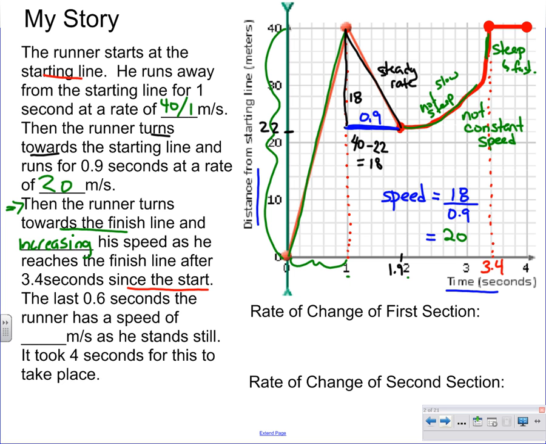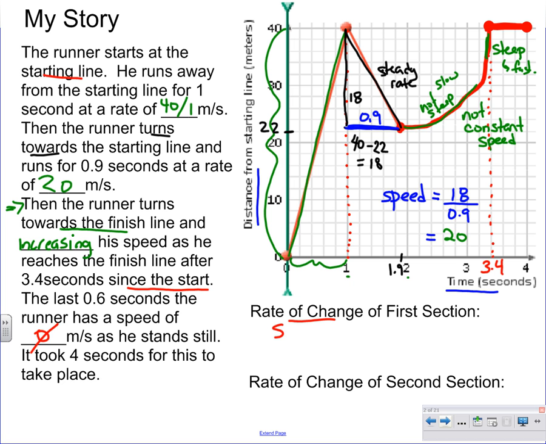The last section here is flat. Right, so this is flat. So what does flat mean? Oh, he has a speed of 0. He is standing still for the last 0.6 seconds that they were tracking him. It took 4 seconds for all of this to take place.